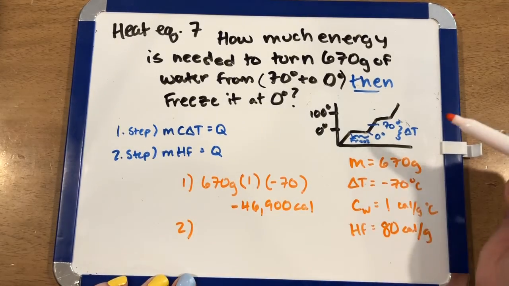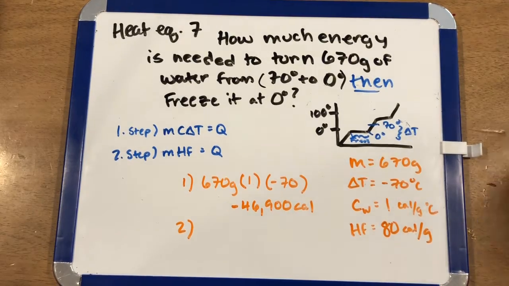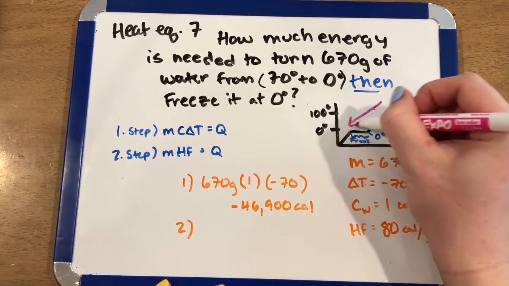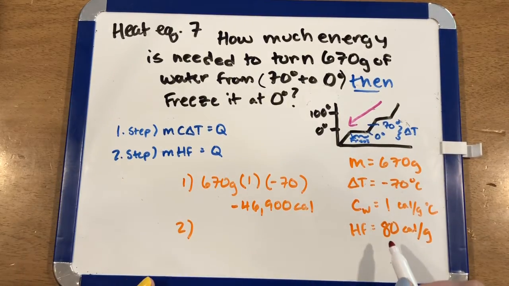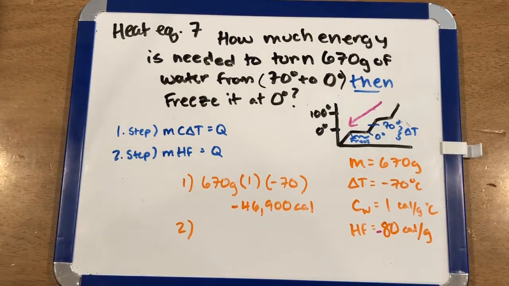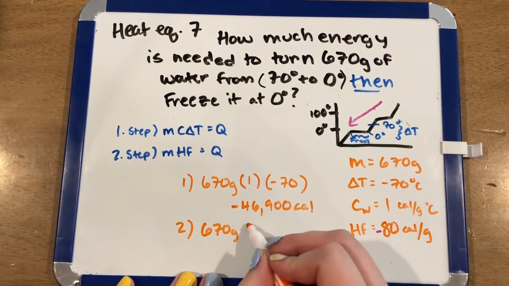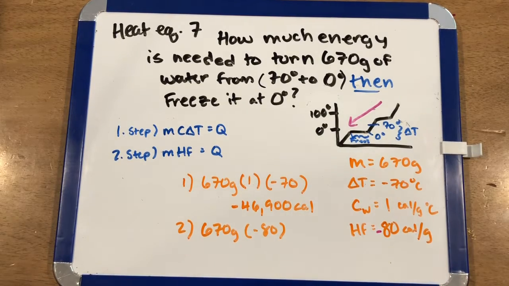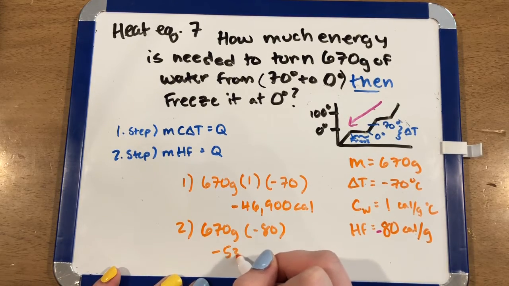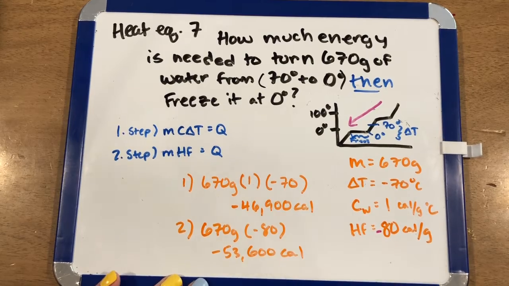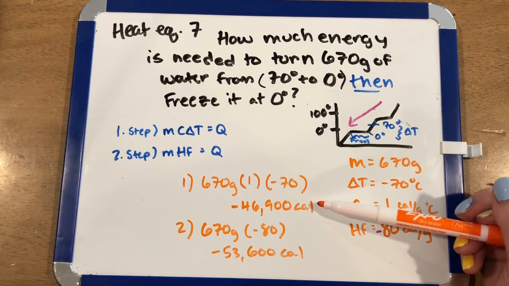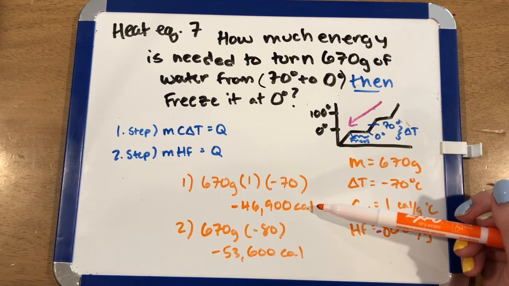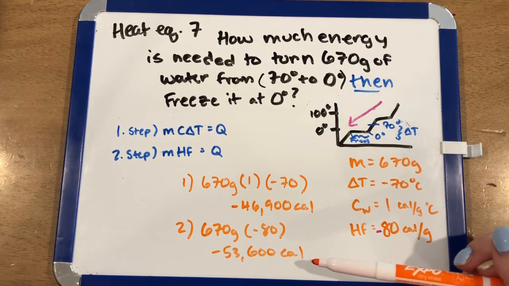Now, it's important to know which direction we are going on our heating graph. We're going down the heating graph. So that means our heat of fusion, we are going to make negative because we're cooling it down. So we're going to take our mass and multiply it by a negative 80, which gives us negative 53,600 calories. Okay, so that's how much it takes to cool it down from 70 to 0 degrees. And then this is how much it takes to freeze it.